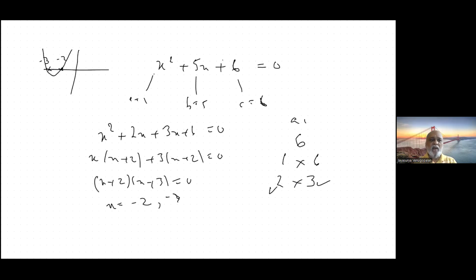Similarly, we can factorize expressions. For example, let me give you one example here: x squared plus x minus 2 equal to 0. So A is 1, C is minus 2, right? So you can take minus 2 or whatever.